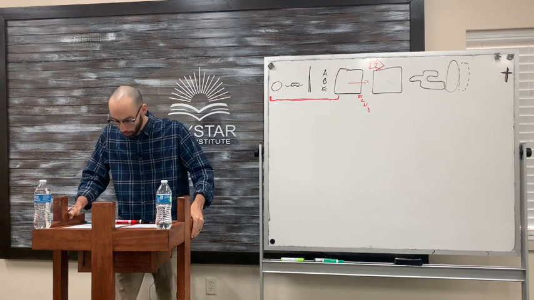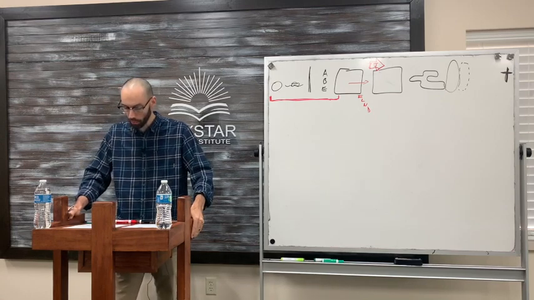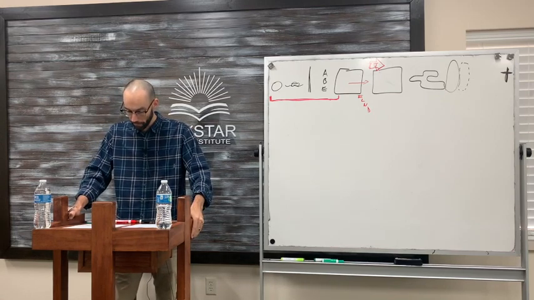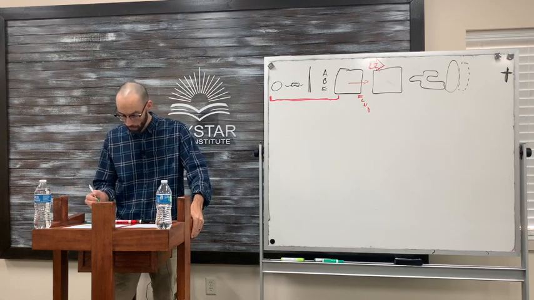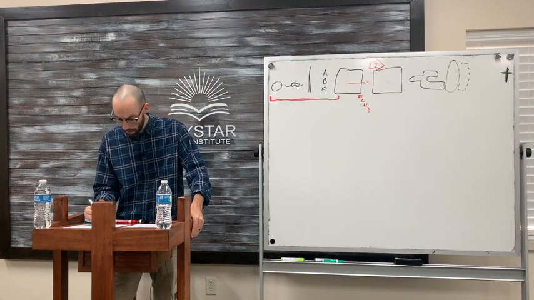Joshua 1:5 and following. No one will be able to stand against you all the days of your life. As I was with Moses, so I will be with you. I will never leave you nor forsake you. Be strong and courageous, because you will lead these people to inherit the land I swore to their ancestors to give them. Be strong and very courageous. Be careful to obey all the laws my servant Moses gave you. Do not turn from it to the right or to the left, that you may be successful wherever you go.